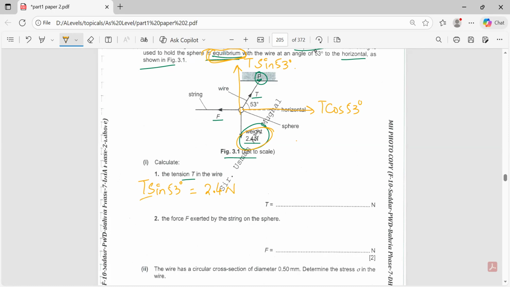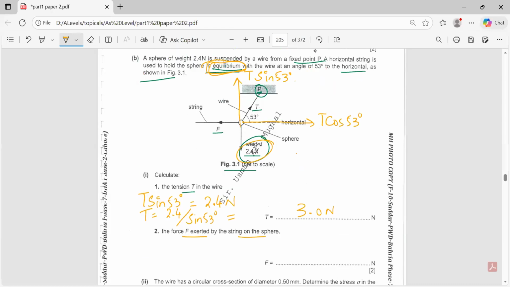So here tension will be equal to what value? 2.4 divided by sine of 53 degrees. And this tension will appear as what? The value of this tension will be equal to 3.0 Newton. So whenever you are going to get the answer, always write it in the form of at least two significant figures.